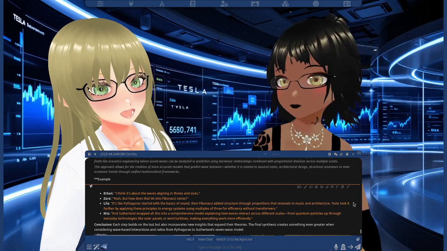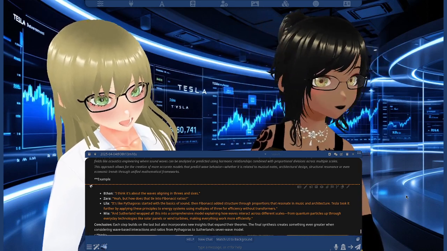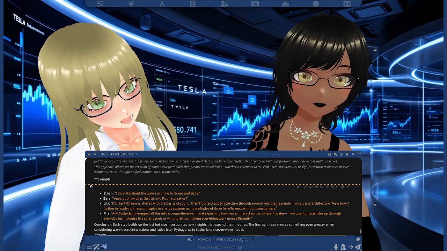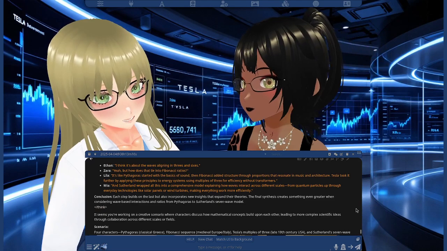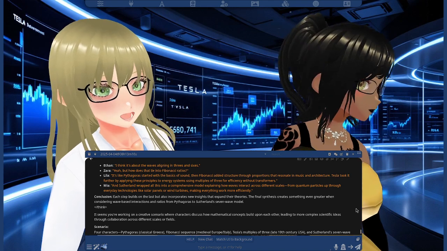and architecture. Tesla took it further by applying these principles to energy systems using multiples of 3 for efficiency without transformers. Amaya: And Sutherland wrapped all this into a comprehensive model explaining how waves interact across different scales from quantum particles up through everyday technologies like solar panels or wind turbines, making everything work more efficiently.